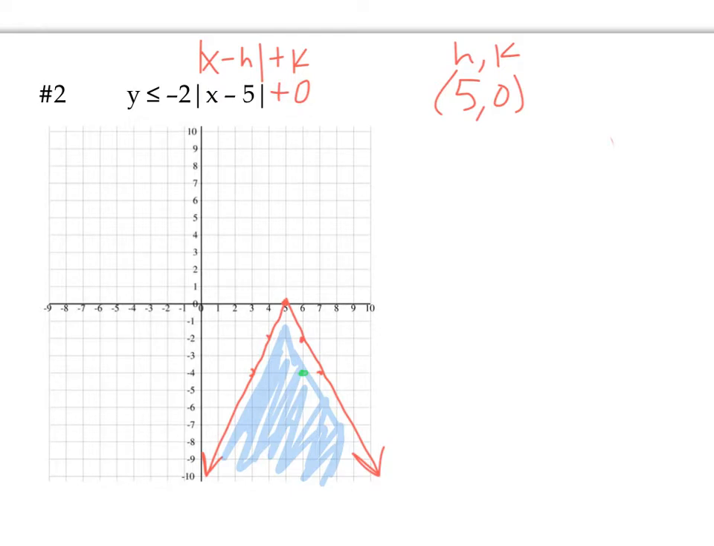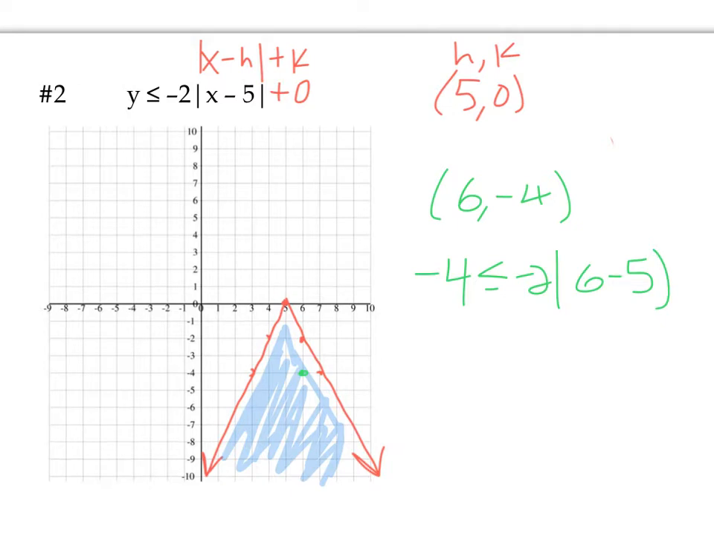Okay, so if we do 6, -4, that means a -4 for y, less than or equal to -2, absolute value of 6 minus 5. So change that up there. We don't want parentheses. We'll put the absolute value bar there. So we have -4 less than or equal to -2. 6 minus 5 is 1, so the absolute value of 1 is +1. We have -4 is less than or equal to -2. That's a true statement, right? That's why that is part of our solution. That's why this is part of what's shading. And any point in here, or even a point on the line, will work and make that inequality that we started with true.